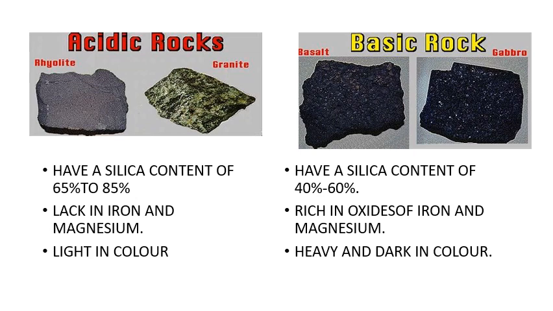Then the acid igneous rocks lack in iron and magnesium, whereas the basic igneous rocks are rich in oxides of iron and magnesium. The acid igneous rocks, as you can see in the picture, are lighter in color, whereas the basic igneous rocks are heavy and dark in color.